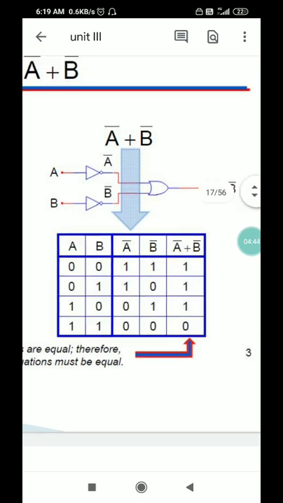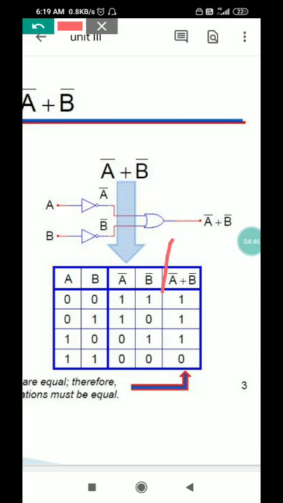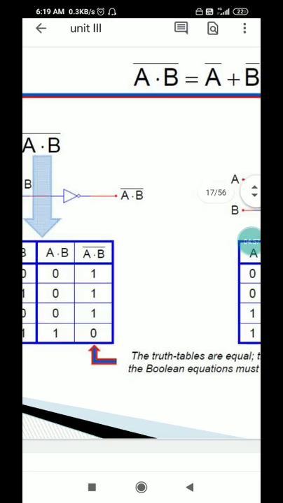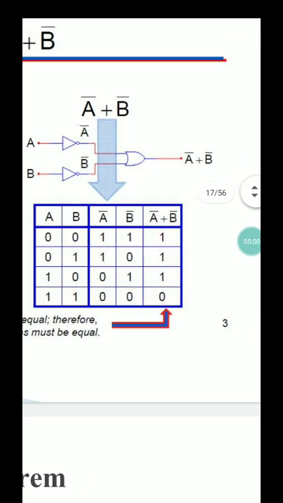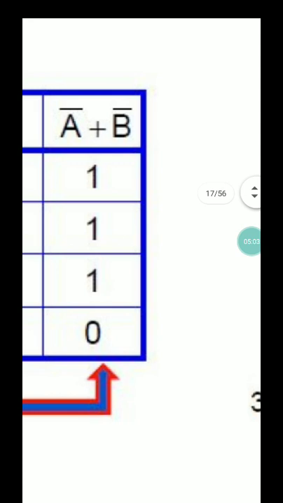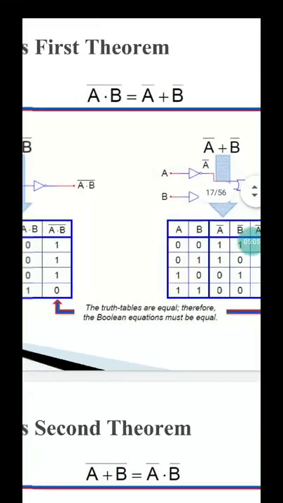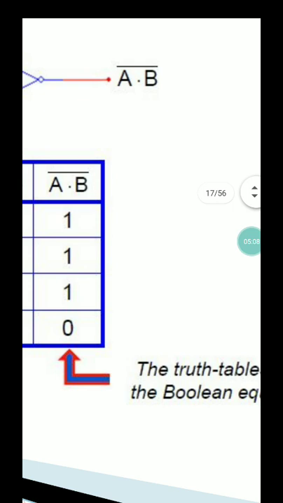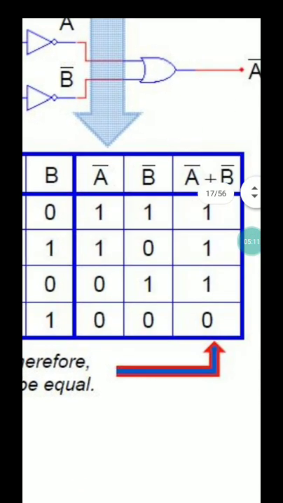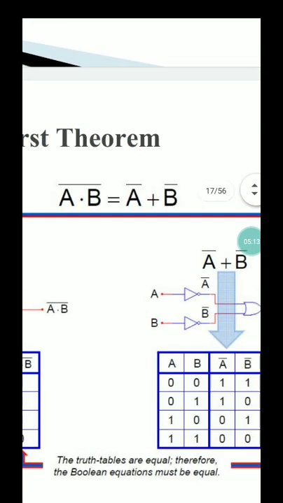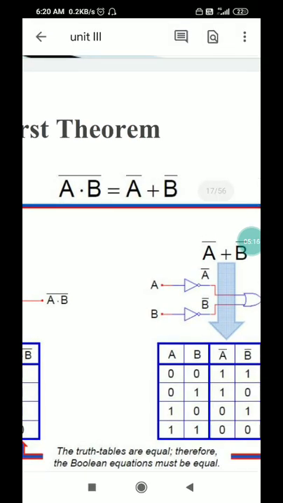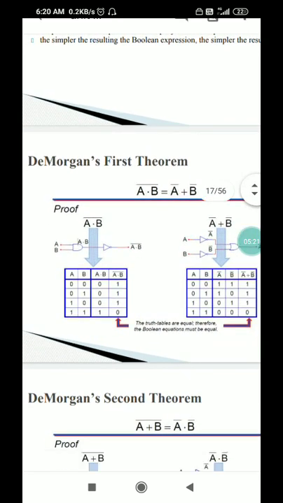If you look at this column and if you look at the other column, both are the same. This column, a bar plus b bar, and this one, (a dot b) whole bar, both of them are equal. Therefore we can say that (a dot b) whole bar is equal to a bar plus b bar. The first statement of De Morgan's theorem is proved.